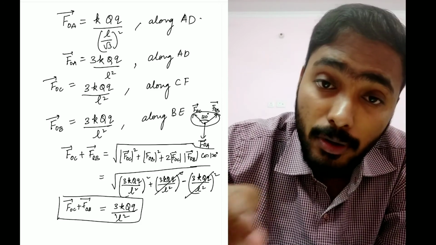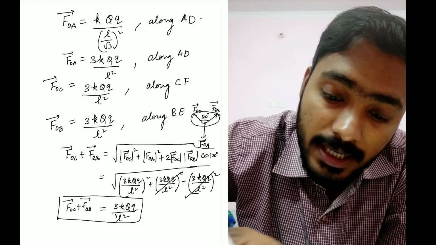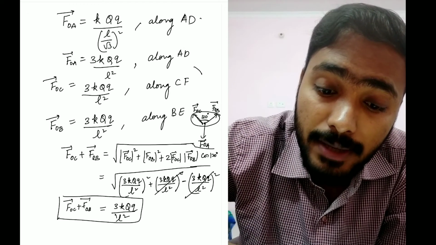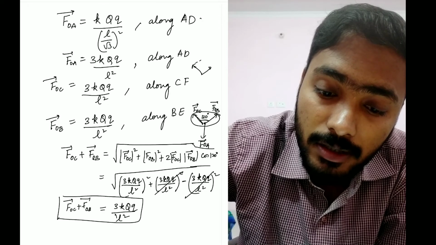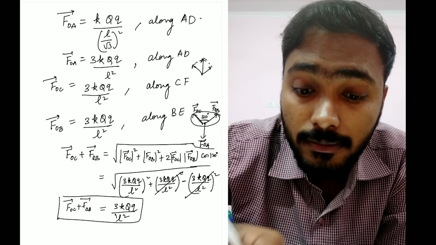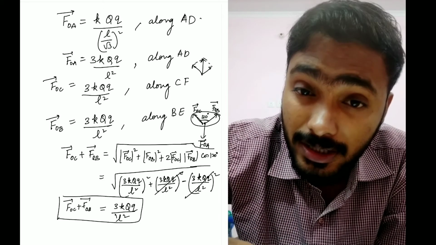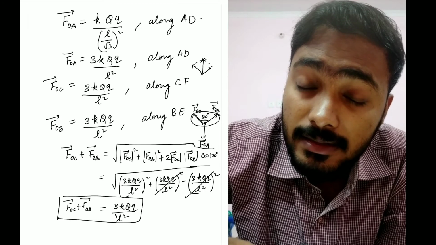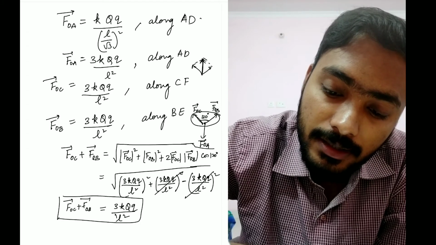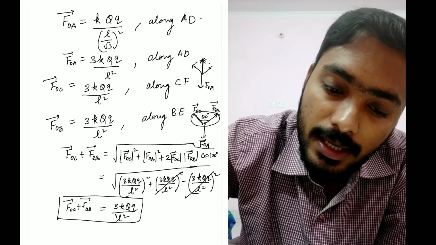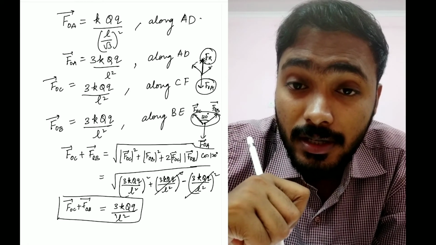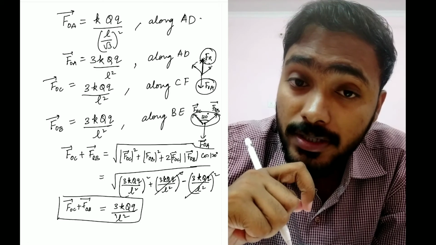Now the important thing is, by the parallelogram law, you can see the resultant will be in a straight line. Yes or no? By the parallelogram law, the resultant vector will be along the diagonal, right? And it will be in a straight line. So you can see I have this FOA and I have this resultant force, right? Both have the same magnitude, and they are in opposite direction.